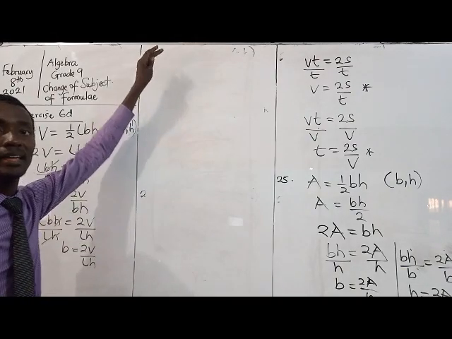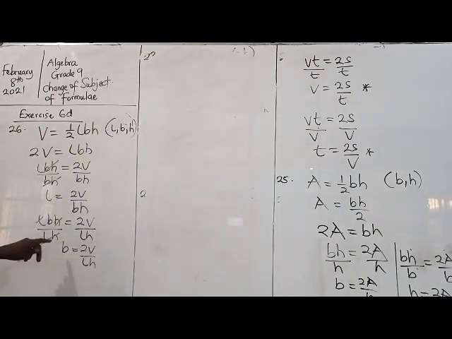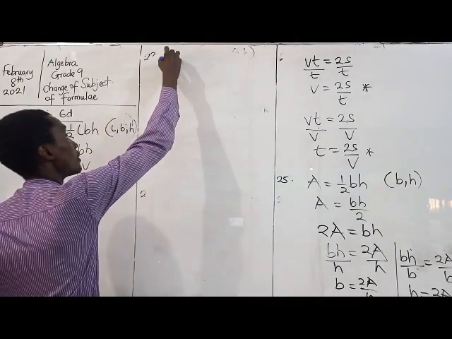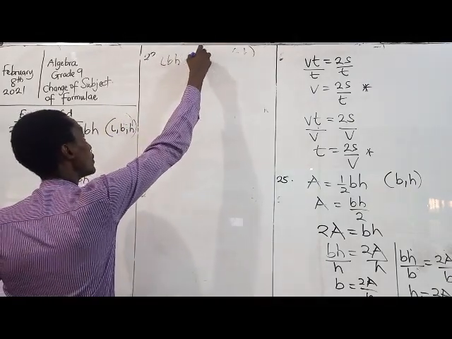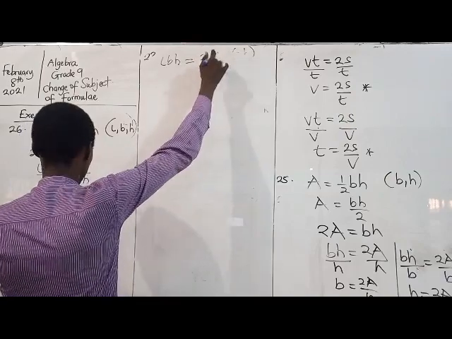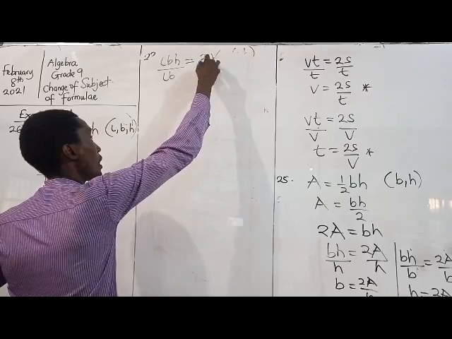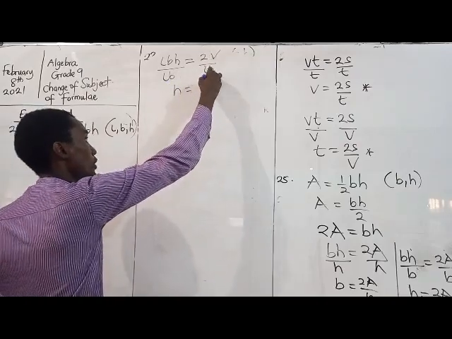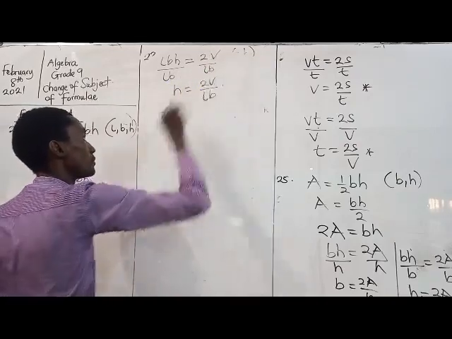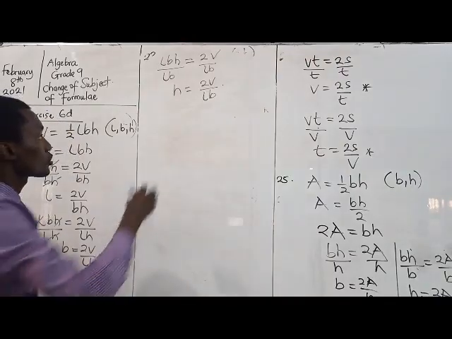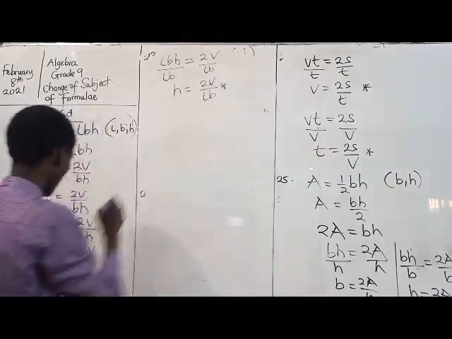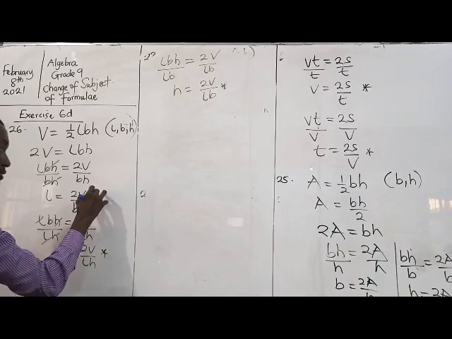And also if I want to emphasize H, I will then divide both sides by LB, and that will mean that H will be equal to 2B over LB. Is that clear? So the answer becomes this, and this.